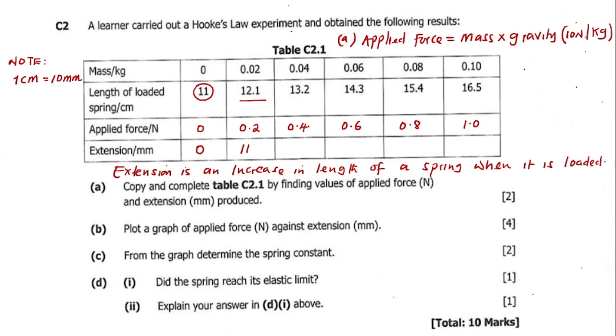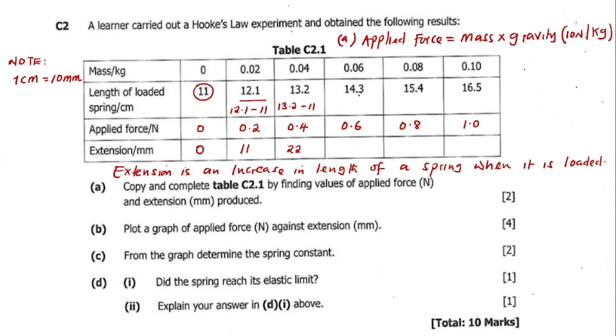Okay, so second one, when there's a load of 0.4, the length increases to about 13.2. So what will be our extension there? 13.2 here minus 11, that's going to give us 2.2. Then that 2.2, you are supposed to multiply it by 10 so that you get the answer in millimeters, and that's going to give us 22 millimeters.